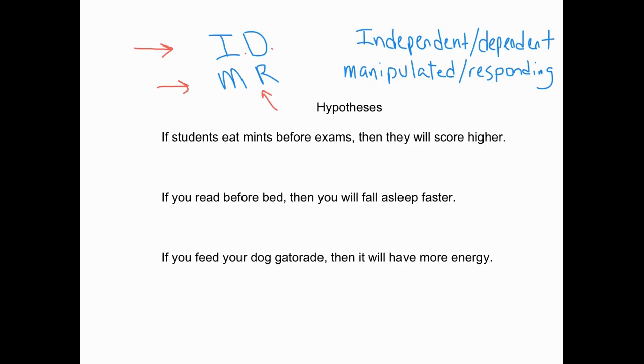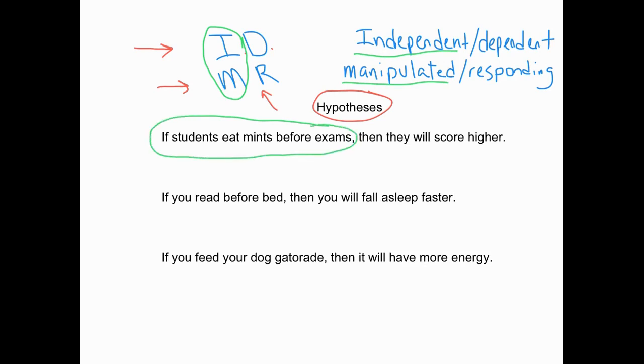Well, if you write a proper hypothesis, the independent variable or the manipulated variable, they're both the same thing, those always come first. Just like the I always comes before D, and the M always comes before R in Mr., the independent and manipulated variable always come first in your hypothesis. Now, the D comes second in ID, and the R comes second in Mr. Well, the dependent or the responding variable, they both mean the same thing. These always come second in the back part of the hypothesis.